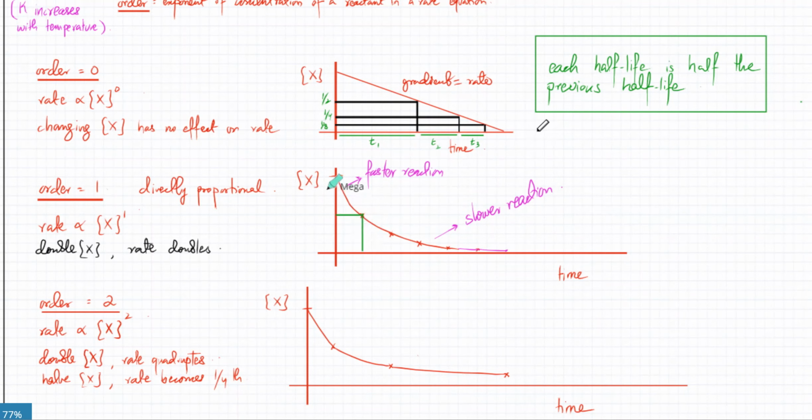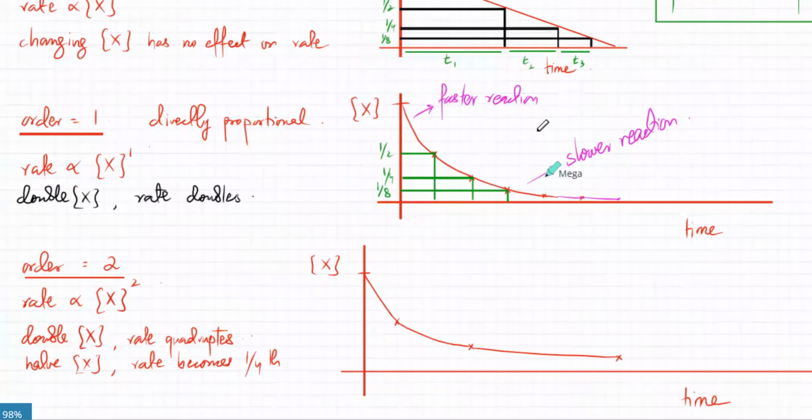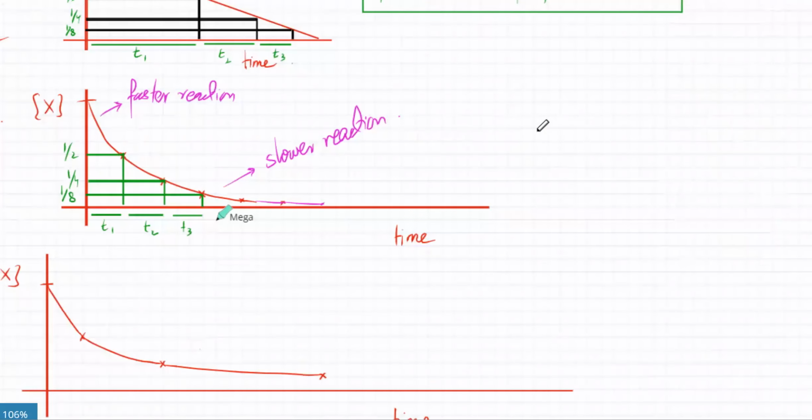Like that's the time required for the concentration to decrease by half. The time required for the concentration to further decrease by half, it's the same half-life. The time required for the concentration to decrease to become 1/8, it's the same half-life. So every time the half-lives are exactly the same. So T1 is equal to T2 is equal to T3. So whenever you have a graph and you have constant half-life, that is order 1.